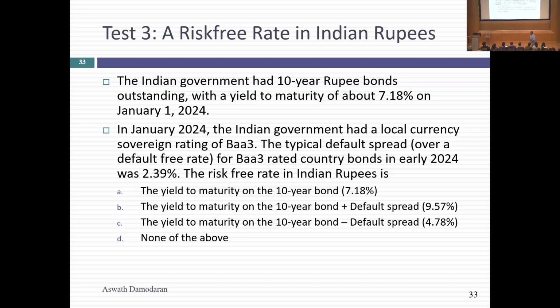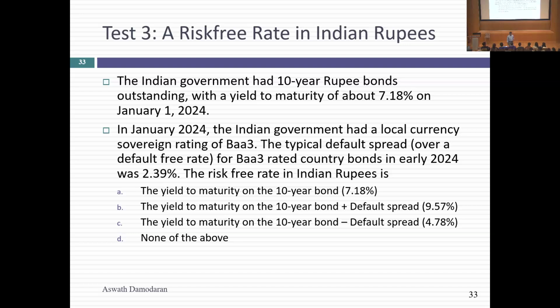So what's Moody's saying? There is default risk in the Indian rupee bond, which also means the 7.18% is not going to be a risk-free rate, right? Because embedded in it is default risk. So it's an algebra problem. 7.18% is the government bond rate. Some of it is for default risk. If I can figure out how much, I should be able to clean up for it.